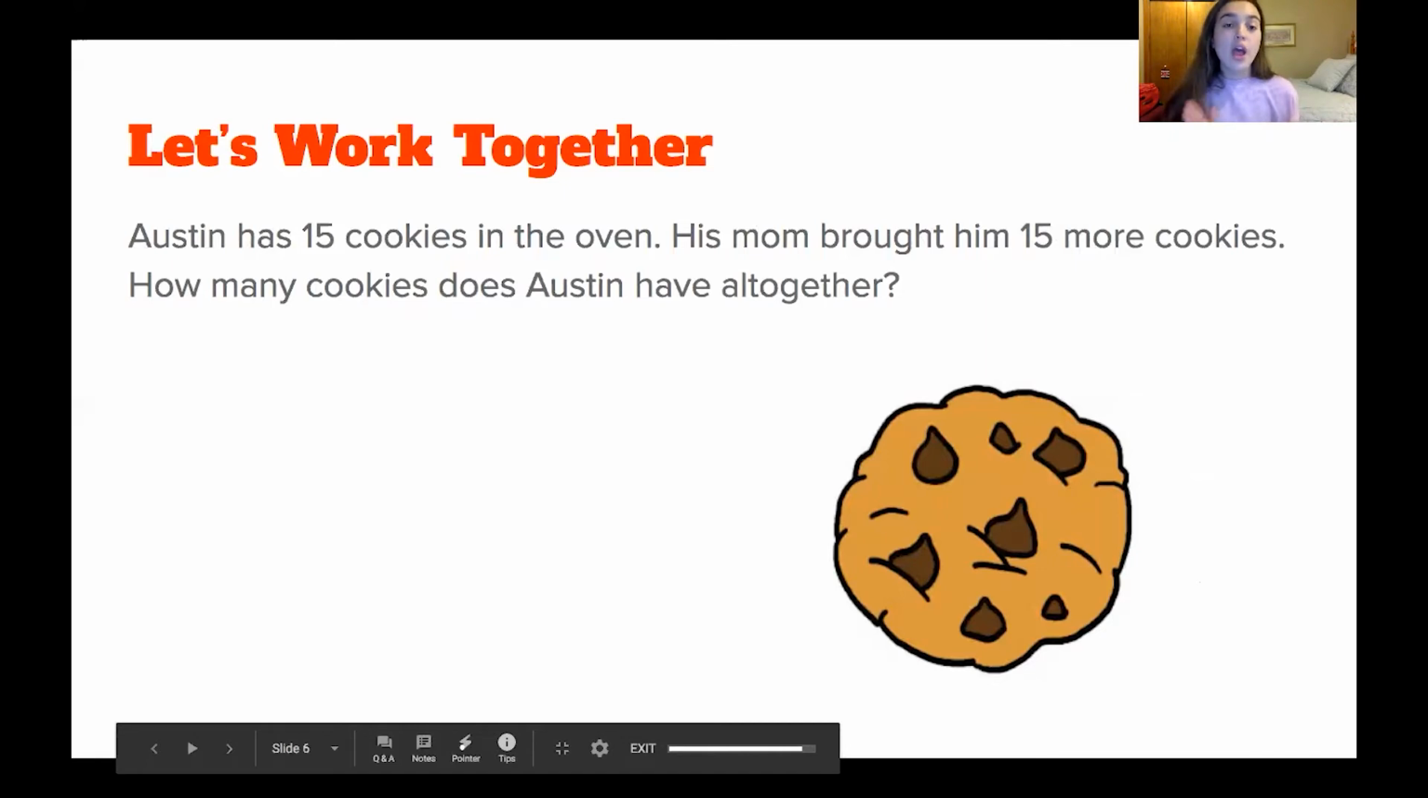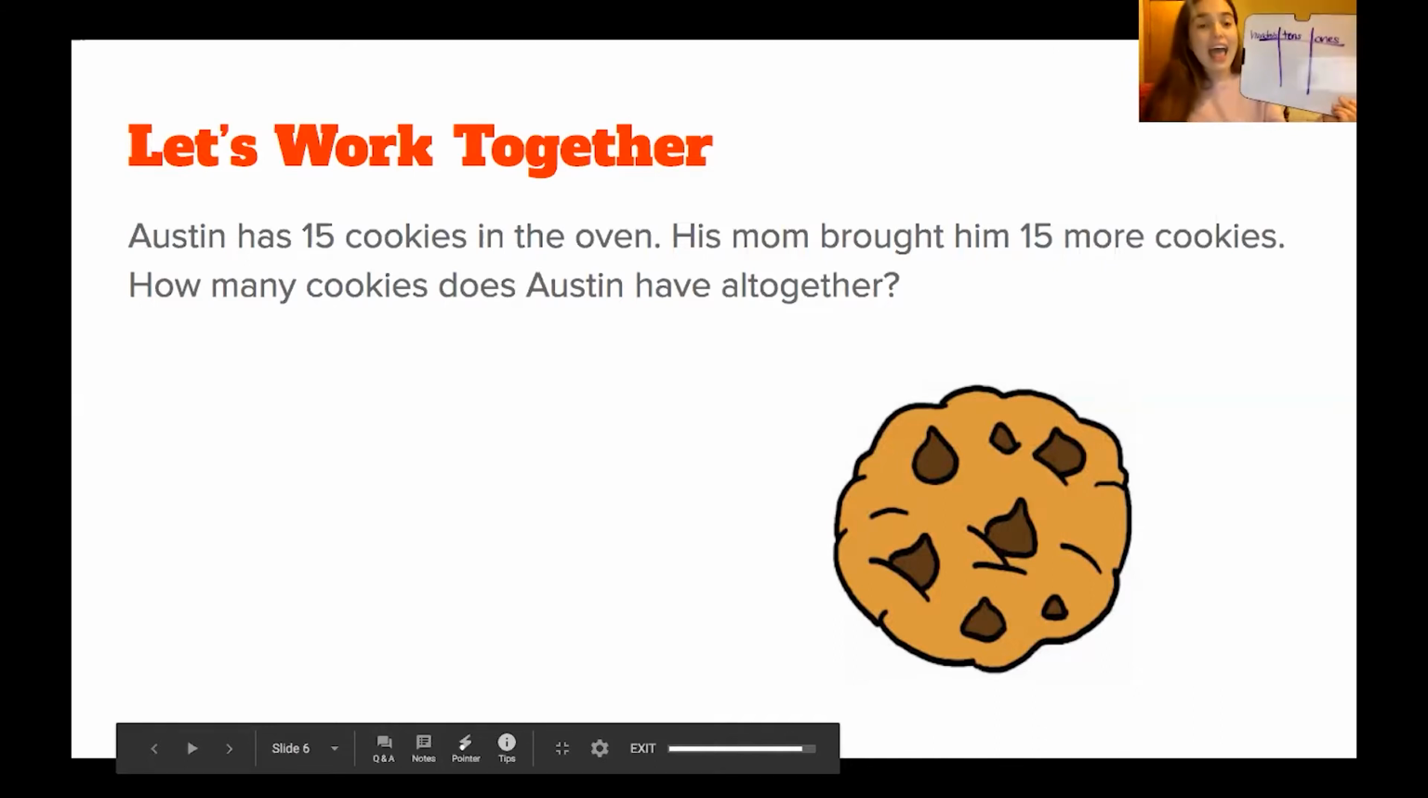All right, so Austin has 15 cookies in the oven. His mom brought him 15 more cookies. How many cookies does Austin have altogether? Well, first of all, that sounds so good, to have 15 cookies and 15 more. We've already drawn out our chart, but if you haven't done that, go ahead. You can include the hundreds if you want. I always like to have it in case we need it, but you guys can just draw out the 10s and 1s if that works best for you.